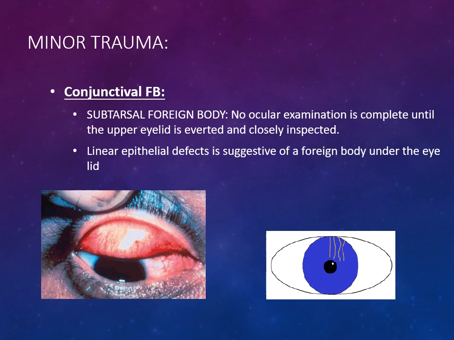Conjunctival foreign bodies tend to lodge in the upper tarsal conjunctiva. Sometimes linear epithelial corneal streaks may lead us to the suspicion of an upper conjunctival foreign body. Whenever you see a conjunctival foreign body, you remove it with a cotton tip or whatever instrument you have. Then everything will be fine. You may give the patient lubricating eye drops or eye ointment for a few days, and that's it.